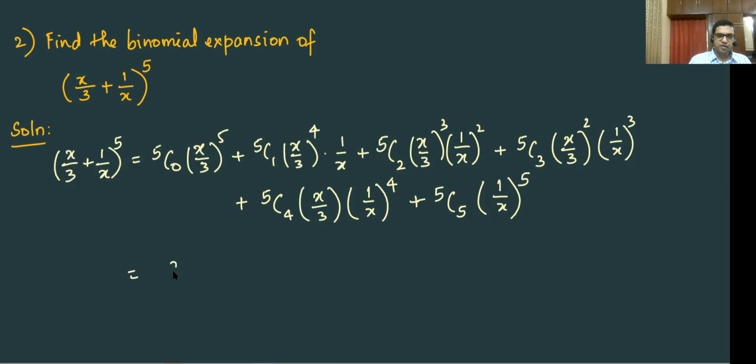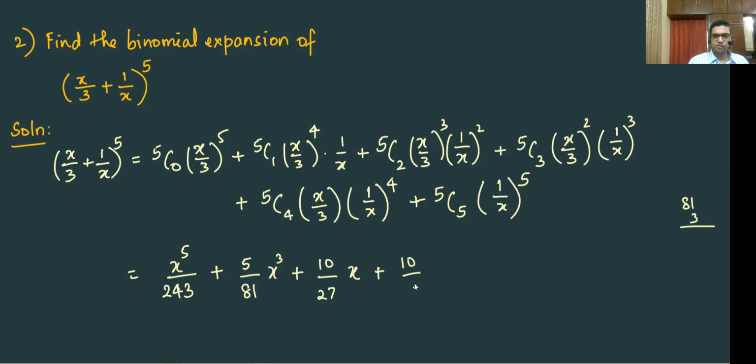So you get 5C0 is 1, so x^5 by 3^5, which is 243, plus 5 by 81 into x cube, plus 10 by 27 x, plus 10 by 9 into 1 by x, plus 5 by 3 into 1 by x cube, plus 1 by x power 5.